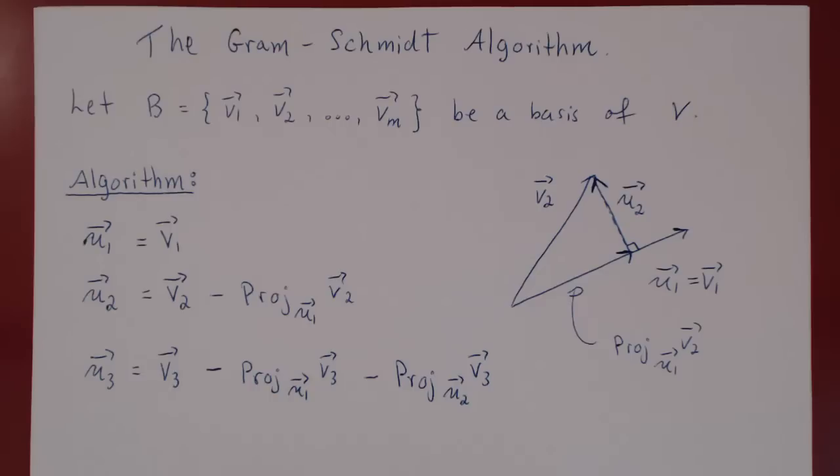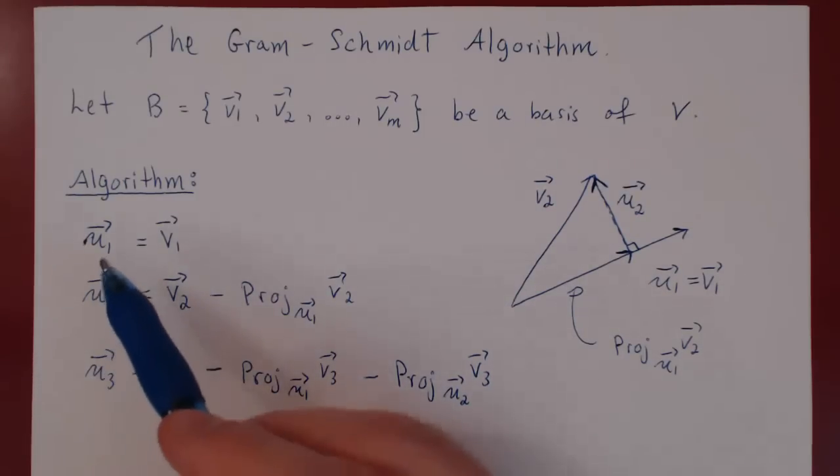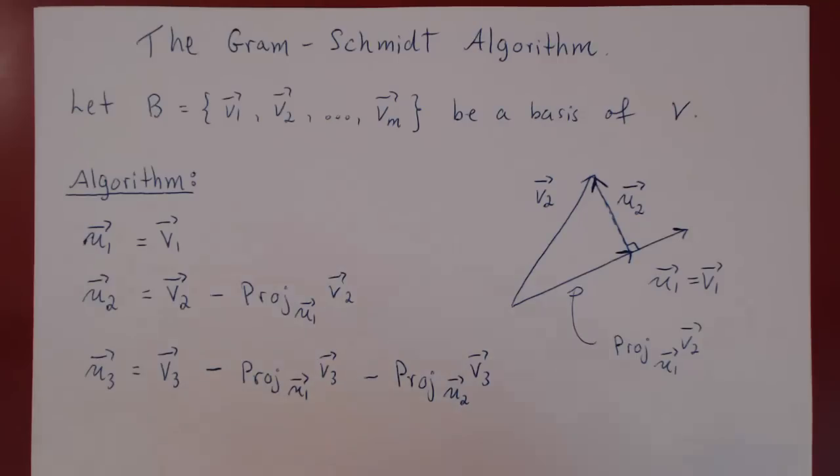And you could check this algebraically if you want very easily. How would you verify that u3 and u1 are perpendicular? Well, vectors are orthogonal if they have a zero dot product. So dot u1 with u3, expand the whole thing out, you will get zero. And how would you prove that u3 and u2 are perpendicular? Dot u3 with u2, expand everything out, and you will get zero.